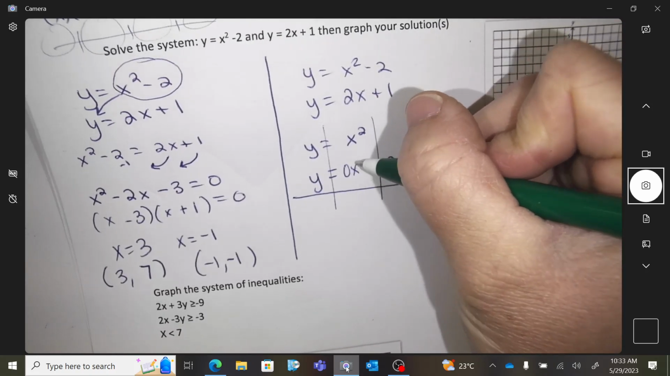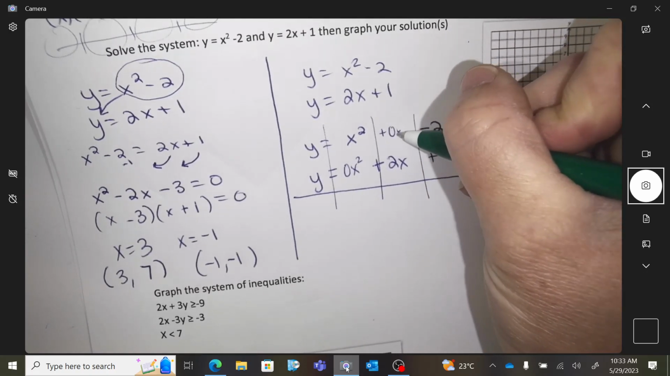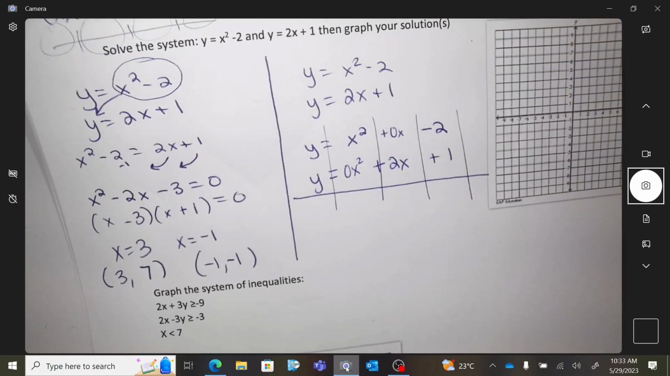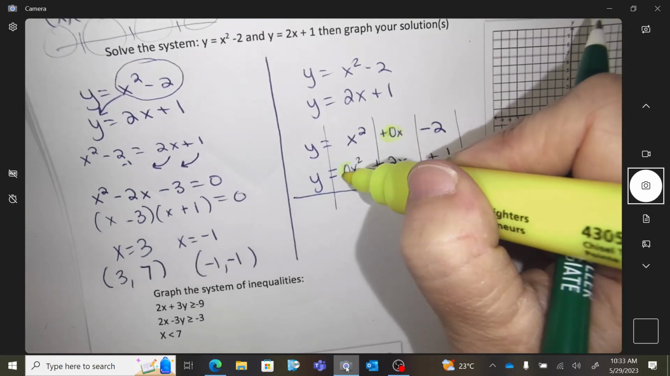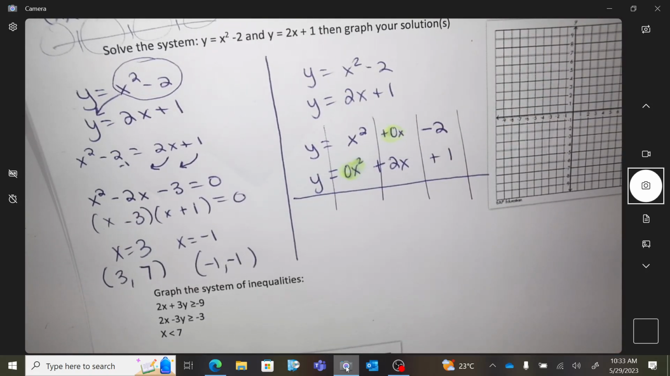And you know what I'm actually going to do where I don't see stuff? I'm going to write 0, just to show you that I didn't have anything in that column.